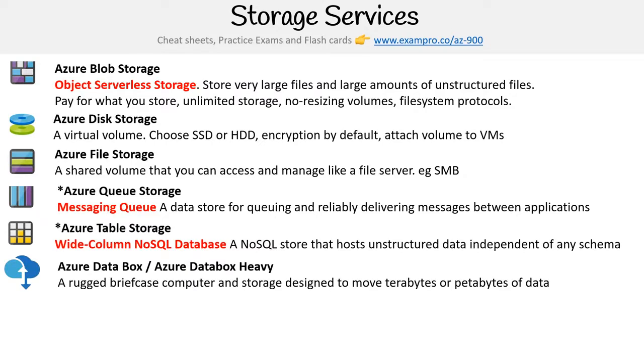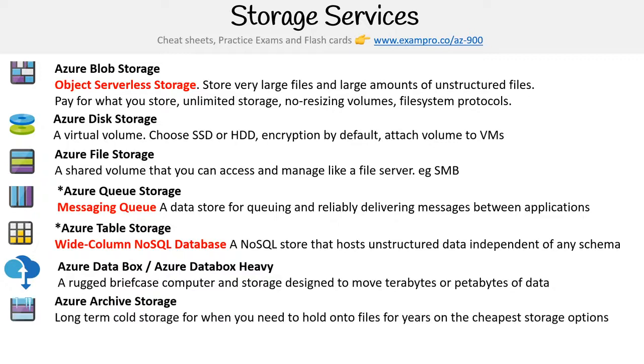Then you have Azure Data Box, and also its upgraded version, the Azure Data Box Heavy. This is a rugged briefcase computer and storage designed to move terabytes or petabytes of data. So imagine somebody shows up at your door with this tower that's a computer, and you plug in your USB or whatever you want, and you transfer all your files locally on your on-premise data center, and then they ship it because it's faster to ship the data on a physical piece of device than it is to send it over the internet. That's what Azure Data Box is.